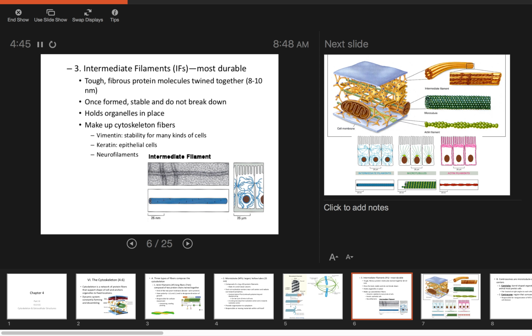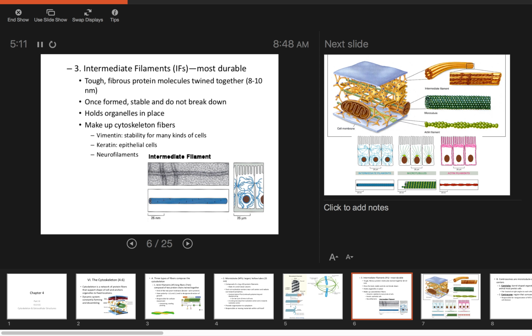All right, and then the third type of fiber found in the cytoskeleton are the intermediate filaments. So they're medium sized. They're not as large as microtubules. They're not as small as the actin filaments. They're in the middle. These guys are the most durable, very tough fibers, protein molecules intertwined together. You can see that it is larger than the actin filaments. These guys are stable. They don't break down. They hold organelles in place.